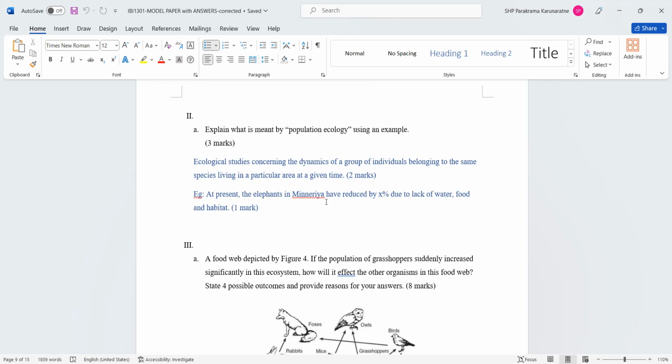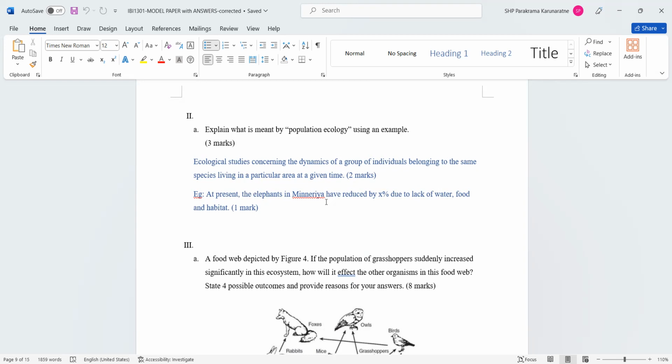So population ecology is the ecological study concerning the dynamics of a group of individuals belonging to the same species living in a particular area at a given time. So those things are also there: population at a given time, and in a particular area, right? So ecological studies concerning the dynamics of a group of individuals belonging to the same species living in a particular area at a given time.